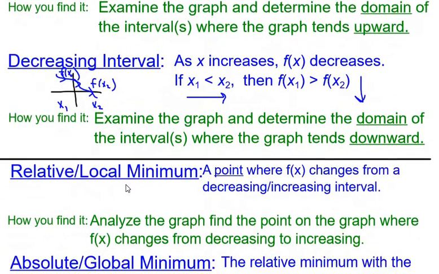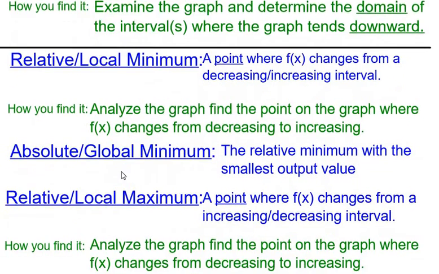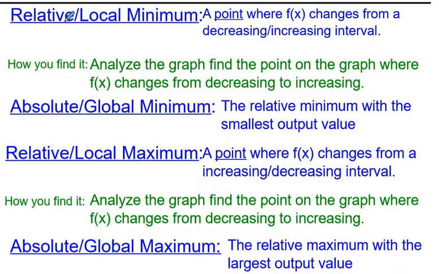Okay, and the next thing that's really important is relative and local minimums and maximums. So a relative or local, these are synonyms. A relative or local minimum is simply a point where the graph changes from a decreasing to an increasing interval. So let's say a graph is going downward and then all of a sudden it goes upward. This is where a local or relative minimum is, right there. How do you find it? You simply look at the point where the graph changes from decreasing to increasing. You can see clearly here the graph is decreasing here, but then increasing here.